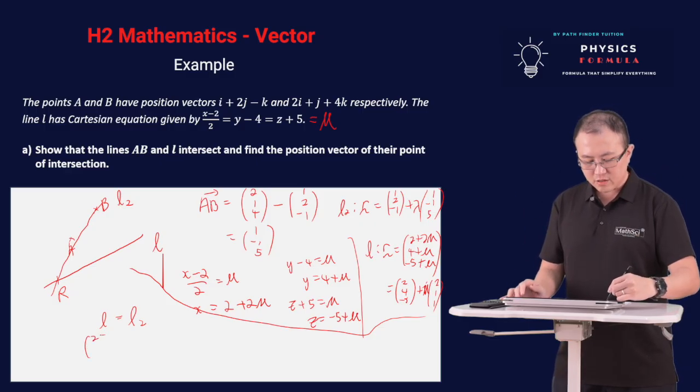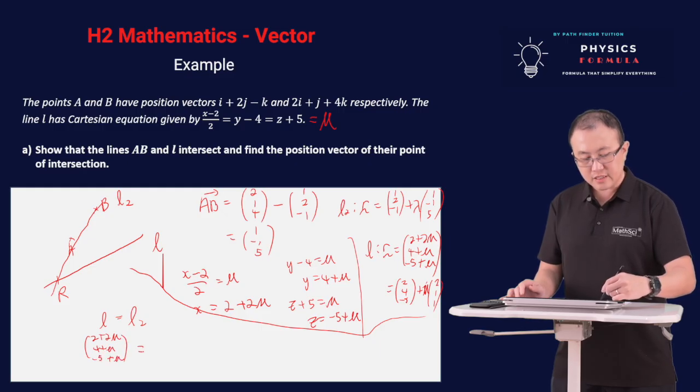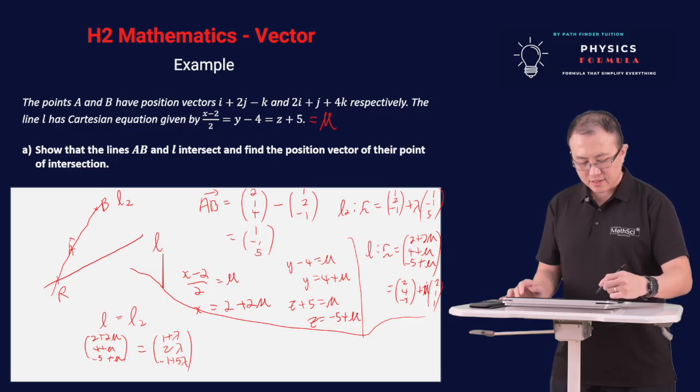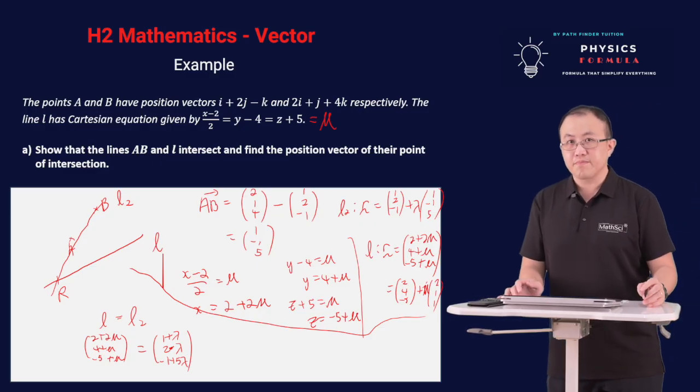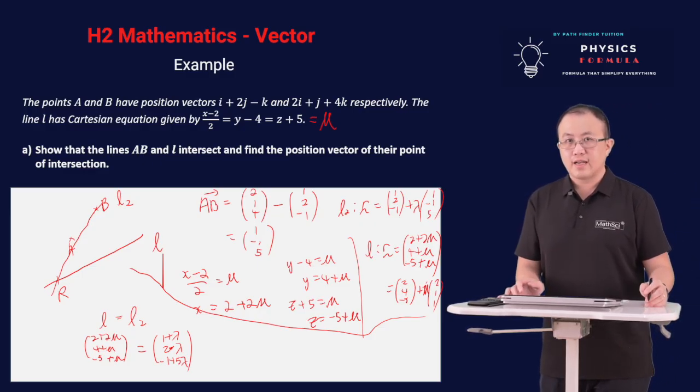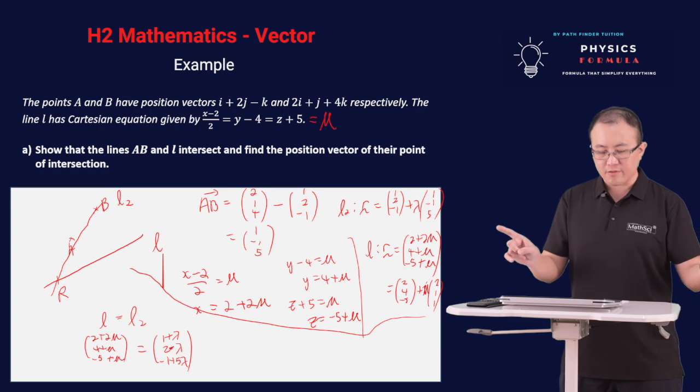So L will be 2 plus 2 mu, 4 plus mu, minus 5 plus mu, and this is equal to the equation of line L2, which is 1 plus lambda, 2 minus lambda, minus 1 plus 5 lambda. Okay, so something like that. Then what will be the next step? Find your lambda and mu, which both sides will agree.